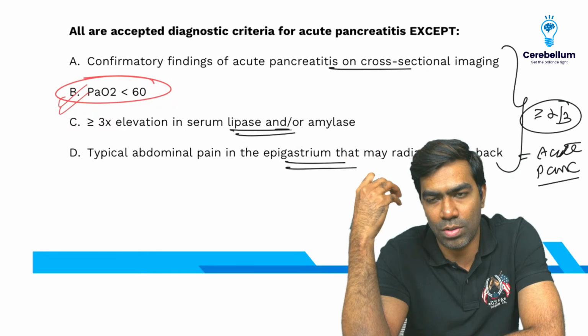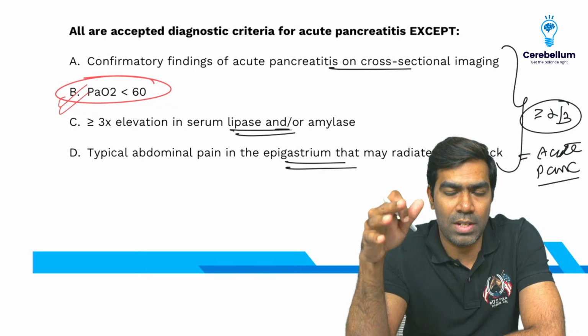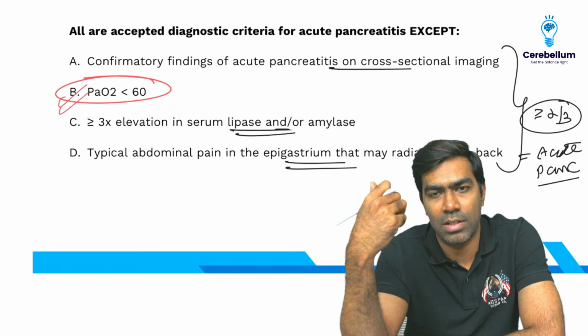First choice investigation is always ultrasound, but the best investigation is contrast CT, CECT. If you want to rule out necrosis of the pancreas, CECT is better. You know the grading system, Balthazar grading is there, which I'm not going to discuss right now. Right answer is B.